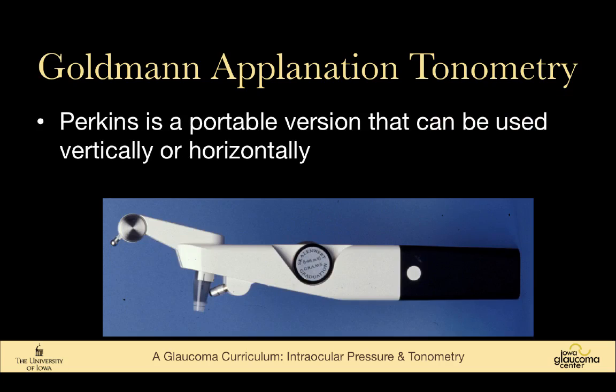The Perkins tonometer is a portable version. It's exactly the same Goldmann Applanation tonometry, but it's not part of a slit lamp, so it can be used in patients who are unable to get to the slit lamp, they're wheelchair bound, or physically unable to get to the slit lamp. Also for exams under anesthesia, using in children who are asleep.